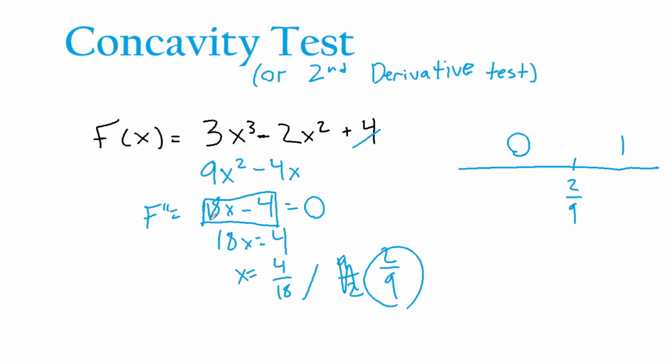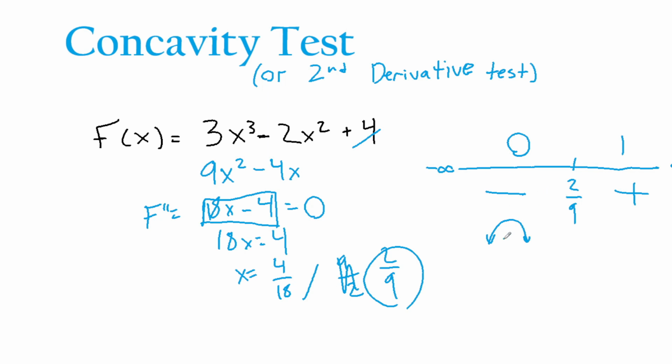So if we plug in 0, we're going to have 18 times 0, which is 0, minus 4, which is negative. It doesn't matter that it's negative 4, it just matters that it's negative. Then we plug in 1, we're going to have 18 minus 4, which is 14, which is positive. So it doesn't matter the number, it just matters that it's positive. Since it's negative here, it's going to be concave down. We'll label our number line. We have negative infinity over here and positive infinity over here.